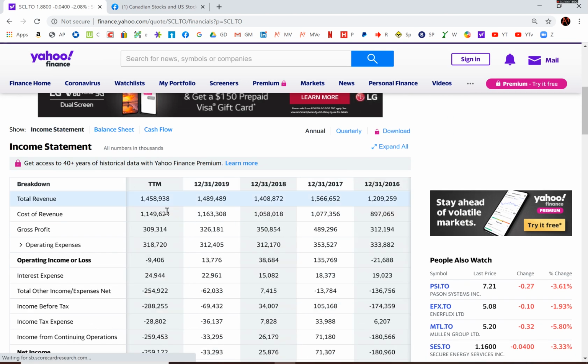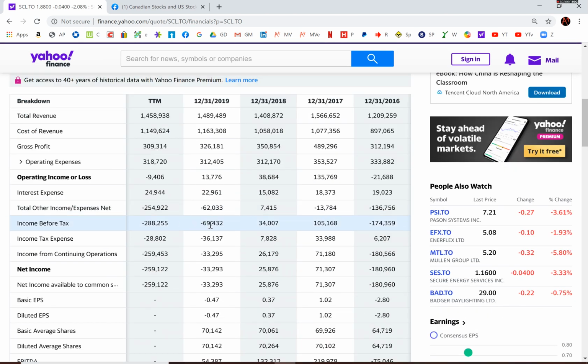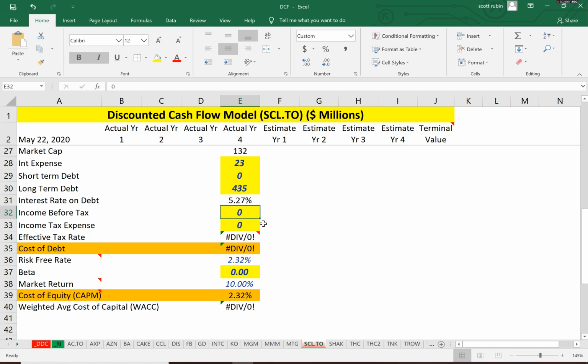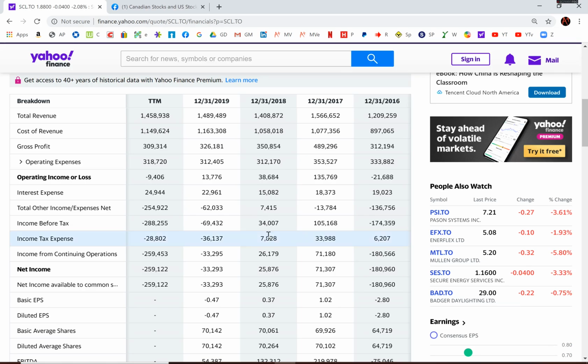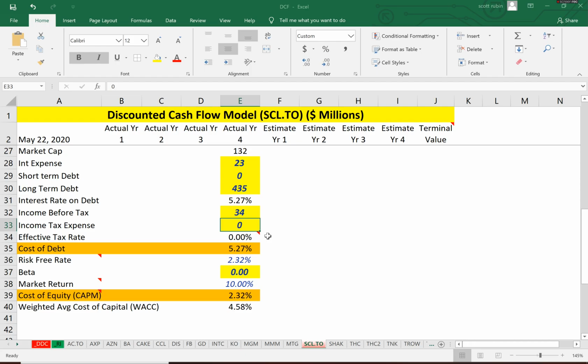Now let's get the income before tax. So it's a negative. Let's look for a positive year, because the effective tax rate won't be correct if we take a negative year. So 23% effective tax rate, that seems about right. So even though they pay 5.27% on the debt, that debt gets discounted based on the tax rate. So the actual cost of debt is 4.06%.